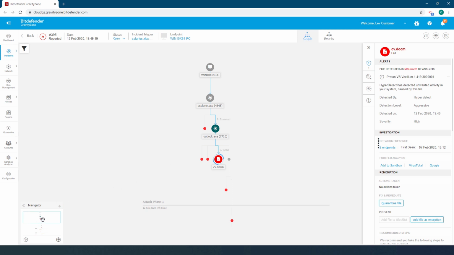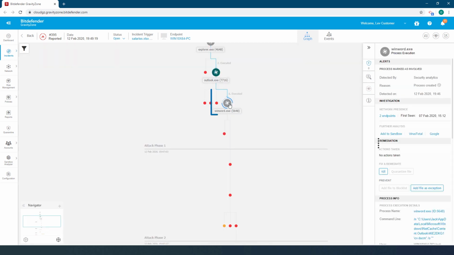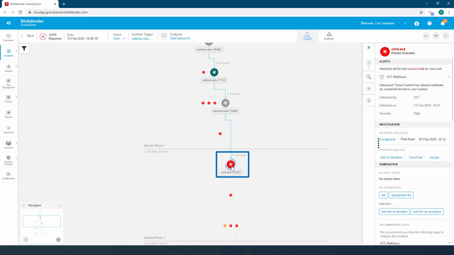Moving further in the attack, we see that the document was opened, and in most cases users are asked to click on Enable Content, which some of them actually do all the time. Now, what this triggered in the back was ZMD process to be executed, which we can see here in the visualization graph that was detected by Advanced Threat Control technology.